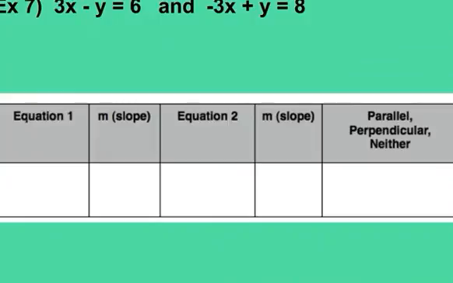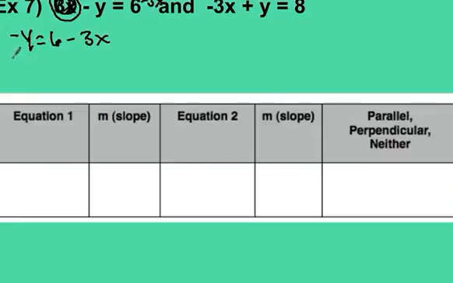Number 7, I have 3x minus y equals 6 and negative 3x plus y equals 8. Remember, I need these equations to be in y equals mx plus b. So the first thing I need to do is take this 3x and jump it over and make it negative 3x. When I jump it over, it disappears, so I have negative y equals 6 minus 3x.